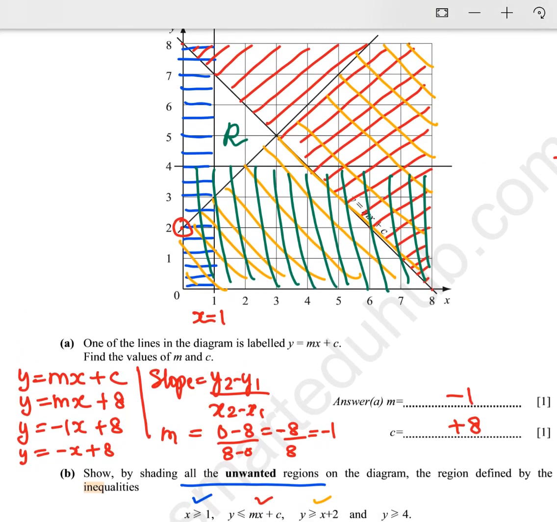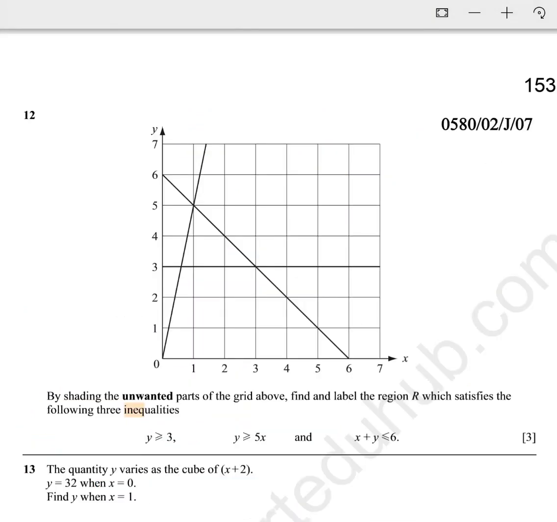Okay, let's take another inequality. Basically I'm trying to take linear programming questions. The sums on inequalities I'll definitely be solving. Now this is a question taken from May/June 2007, paper 2, question number 12. It says: by shading the unwanted parts of the above grid, find and label the region R which satisfies the following 3 inequalities. So first thing to notice is by shading the unwanted regions, again we are going to shade the regions which do not contain the answer.